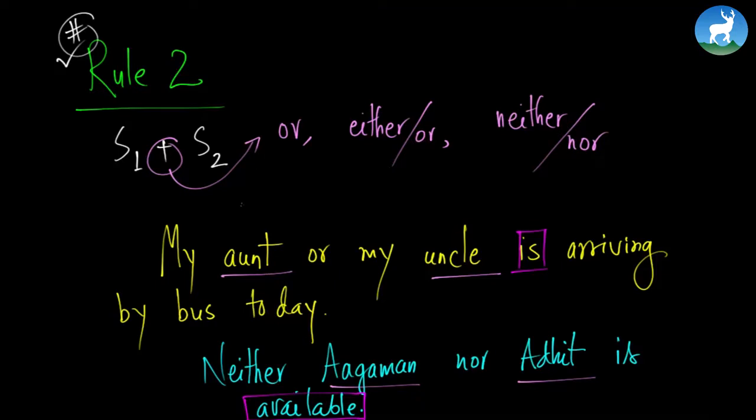So my aunt is a singular subject. My uncle is also a singular subject. They are connected by the word or. So we need a singular verb, not a plural verb. Neither Agaman, that is singular subject, nor Adit, singular subject again, is available. So here is the verb, is available. Available is not the verb. I'm sorry for that. So is available, right? So the singular verb is used.